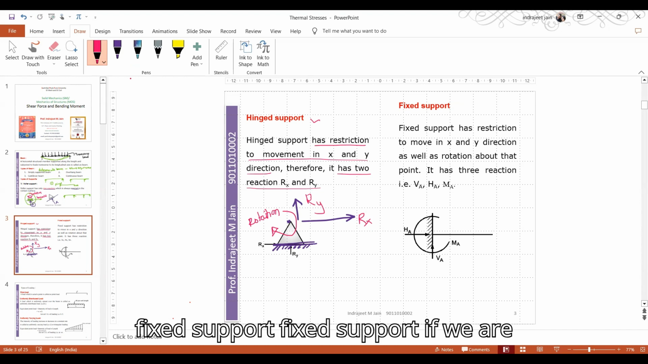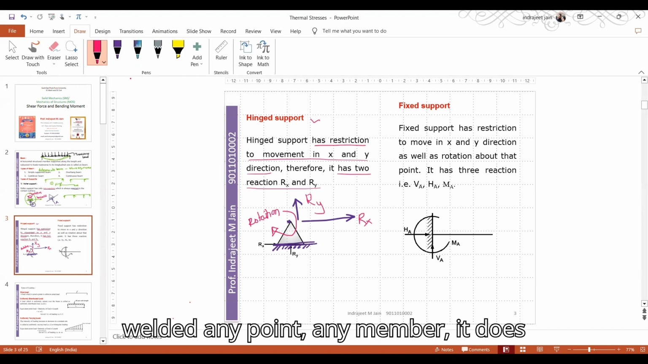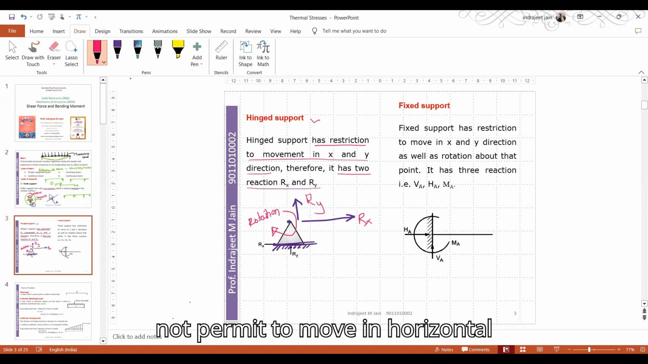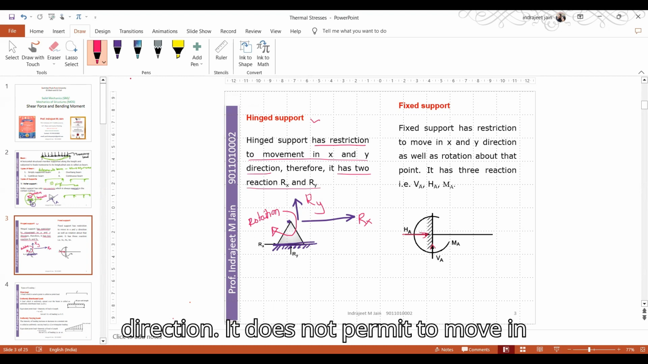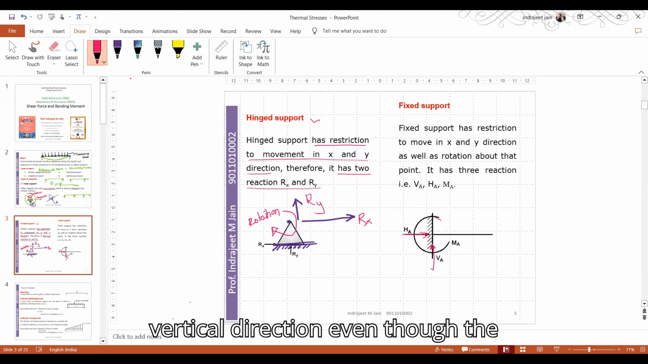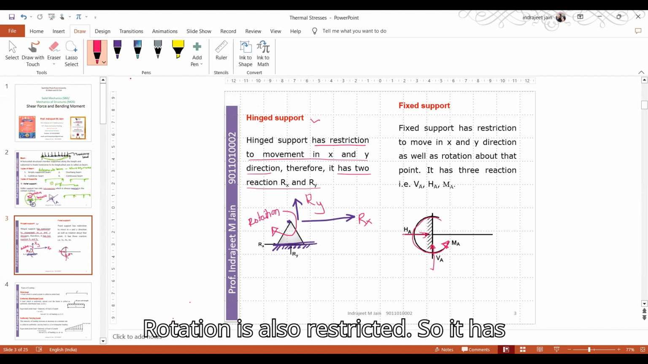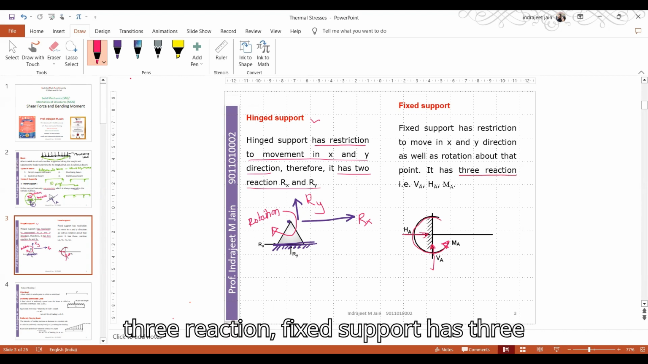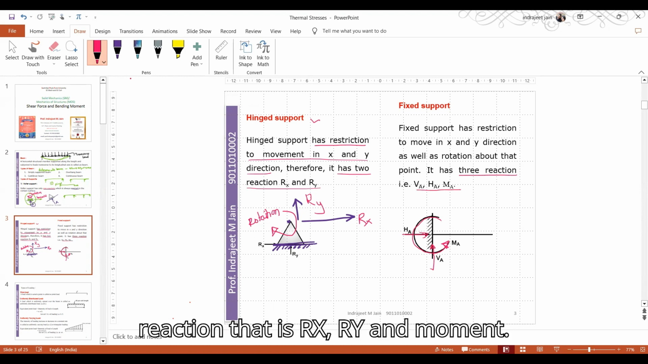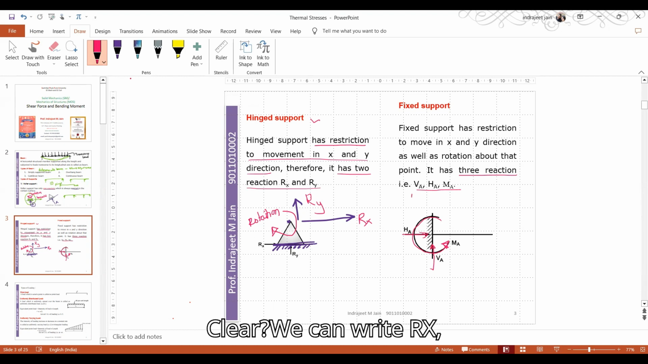Now the fixed support. If we weld any member at a point, it does not permit movement in horizontal direction, it does not permit movement in vertical direction, and the rotation is also restricted. So it has three reactions. Fixed support has three reactions, that is Rx, Ry and moment. Clear? We can write either VA, HA and moment, or Rx, Ry and moment. So fixed support has three reactions.